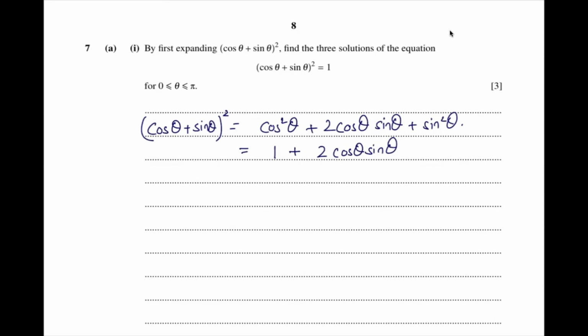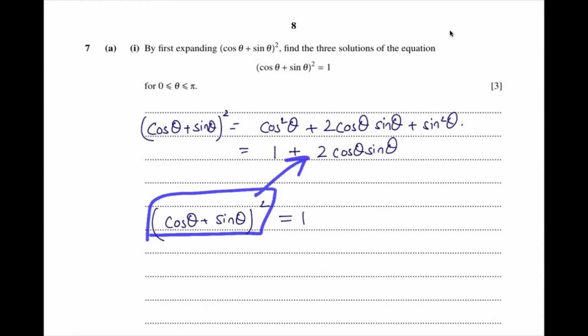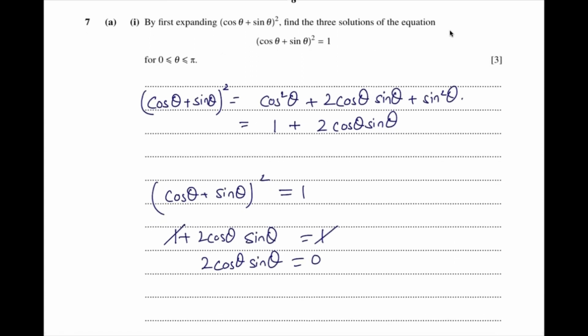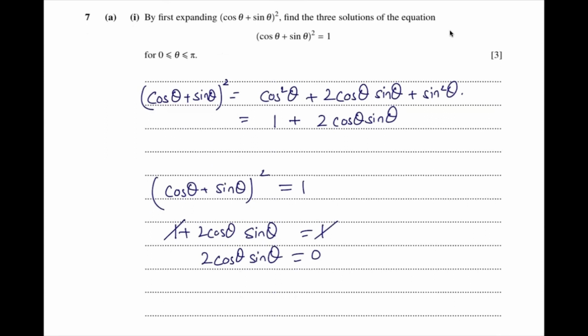Now the question says, solve this equation. So cos theta plus sine theta the whole thing square is equals to 1. This is the equation we need to solve. We can replace cos theta plus sine theta the whole thing square by 1 plus 2 cos theta times sine theta. And you can see that 1 and 1 are going to be cancelled out. 2 cos theta times sine theta equals to 0. So cos theta is equals to 0 or sine theta is equals to 0.